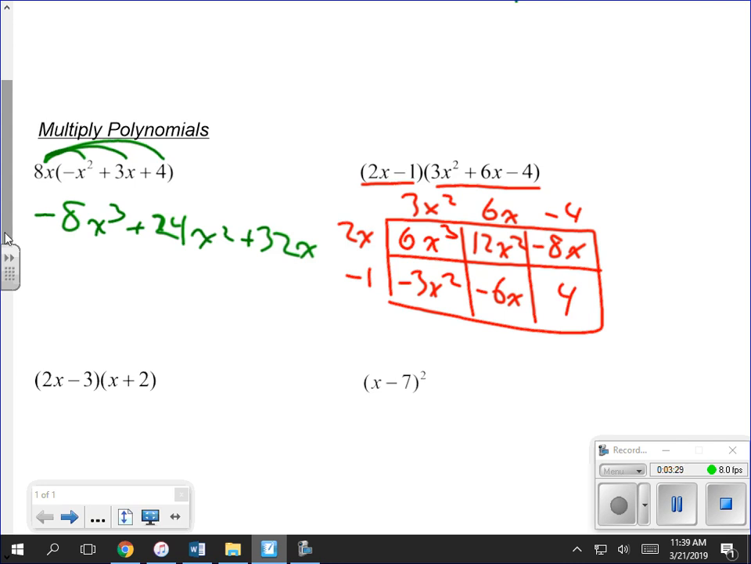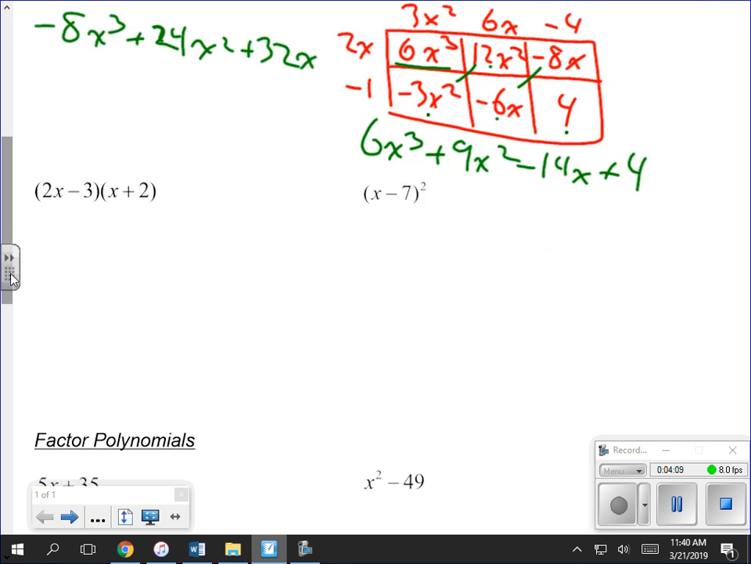Now, I have multiplied everything. Now I need to just combine up like terms. Once again, the nice thing about my box is my like terms are on the diagonal from each other. So the first term is 6x cubed. And then I have negative 3x squared plus 12x squared. 12 minus 3, that means I have 9x squared. And then I have negative 8x and negative 6x. Negative 6 plus negative 8 is negative 14x. And then I have my last term, plus 4.